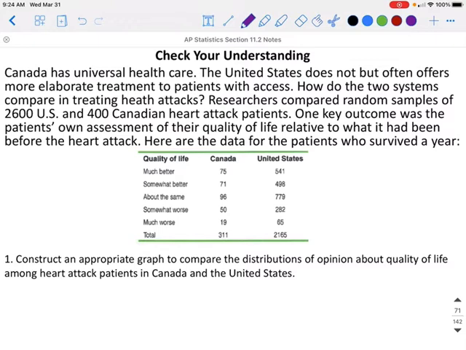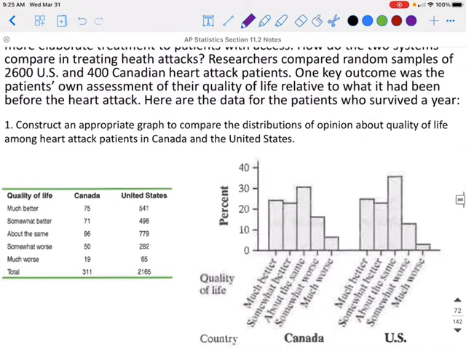Construct an appropriate graph to compare the distributions of opinion about quality of life among heart attack patients in Canada and the United States. So to do this, the first thing we'd have to do, since our sample sizes are different, is make these into proportions. So we're going to do the conditional distributions. For Canada, much better, we would do 75 out of the 311, and we would get that percent. Then for somewhat better, we would do 71 out of the 311. We would do this for both Canada and the United States, and then we would graph that data.